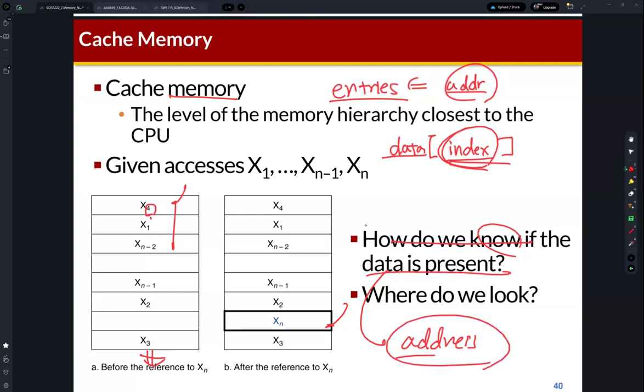Okay. So if we want to access X4, right? Then we also check the stored address in a cache, right? If this address is the same as 4, then we can access this data, right? So this is how the cache works. Okay.